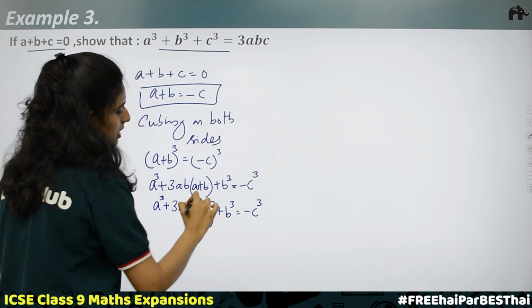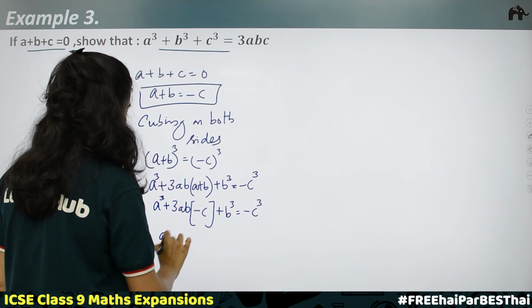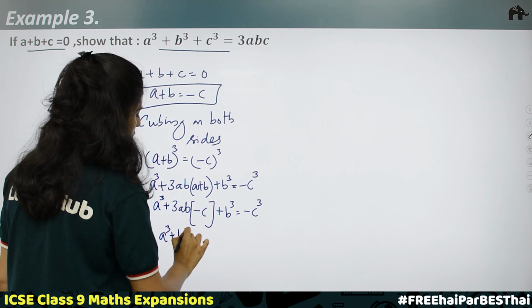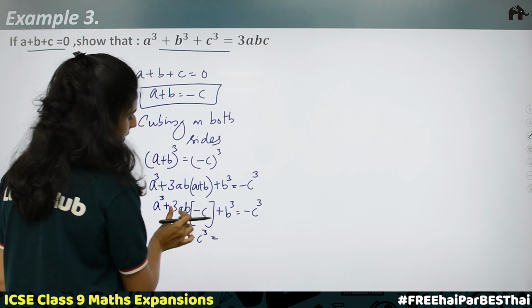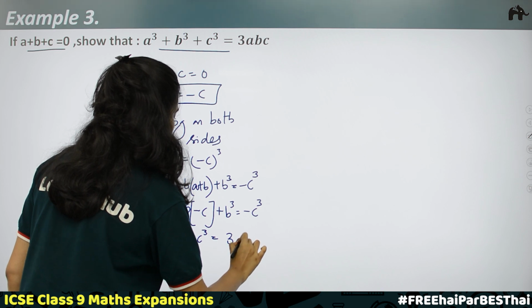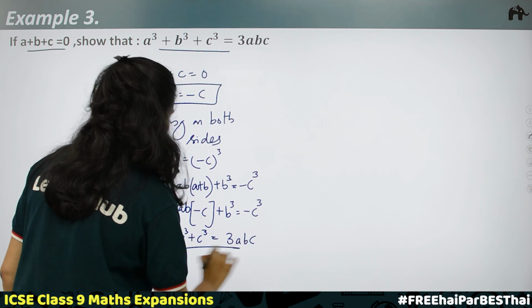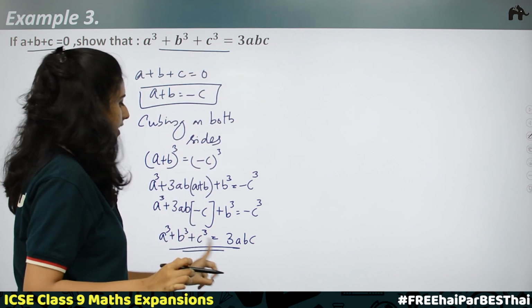Now, taking this term to right hand side and minus c cube to the left hand side, what do we get? A cube plus b cube plus c cube is equal to, here we have minus 3abc, it becomes plus 3abc. So, this is what we need to show. A cube plus b cube plus c cube is equal to 3abc.